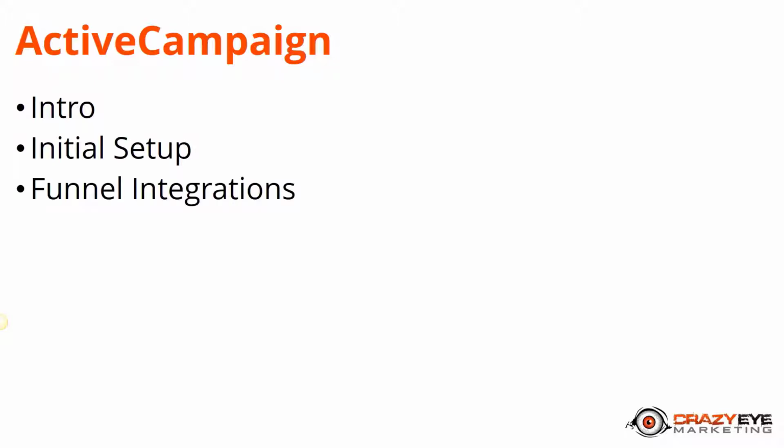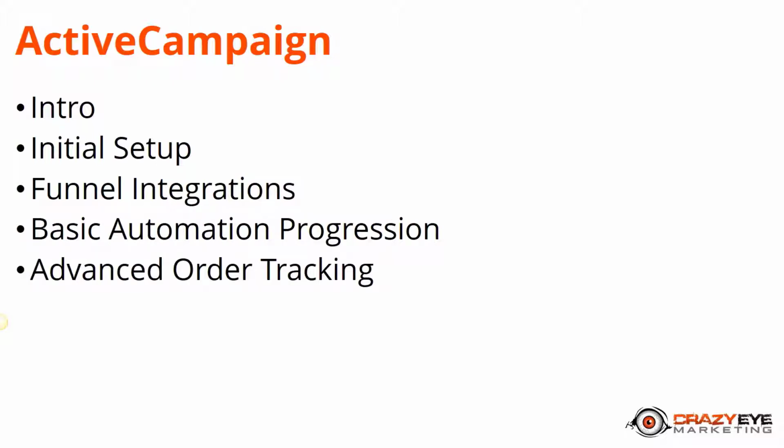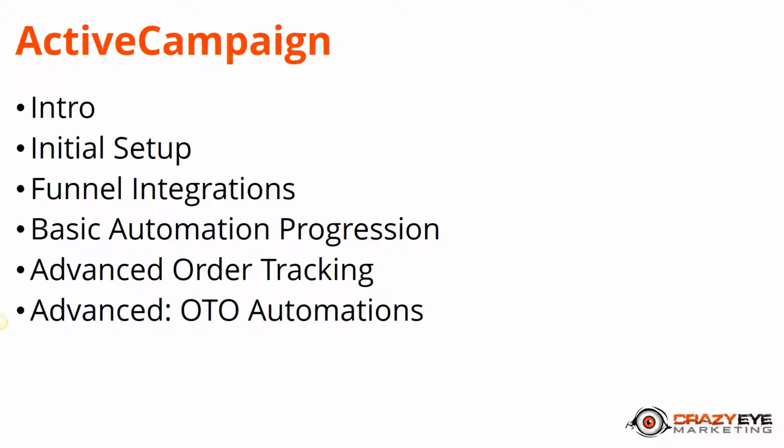All right, thanks. In this section of the course, we will be discussing ActiveCampaign. First things first, we're going to do an intro of ActiveCampaign and this module, and that's what this video is. Then we're going to get into the initial setup for ActiveCampaign. Then we'll get into funnel integrations, basic automation progression, advanced order tracking, and then advanced OTO, or one-time offer, automations.